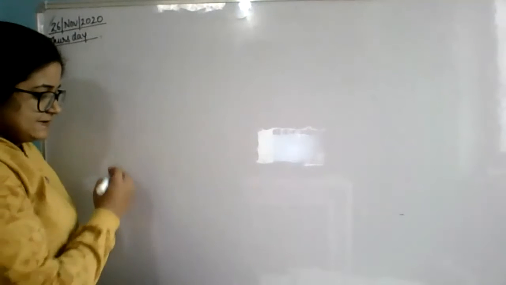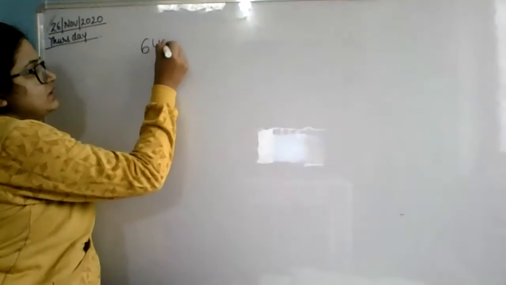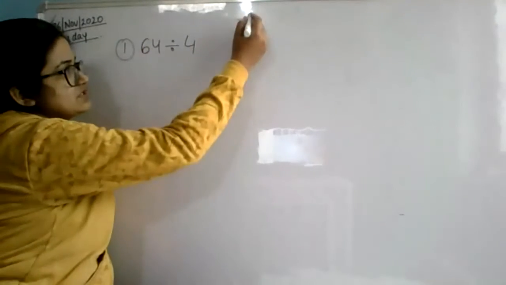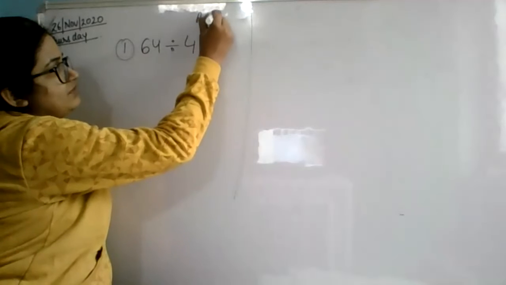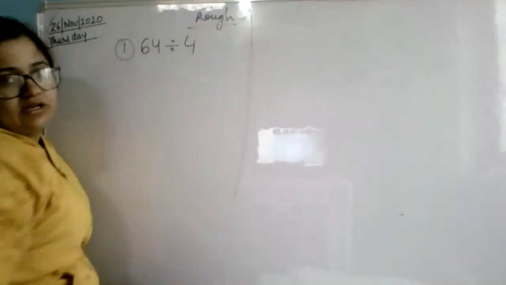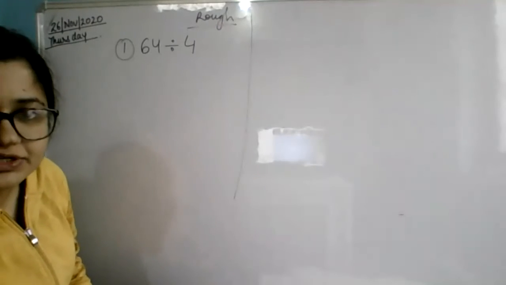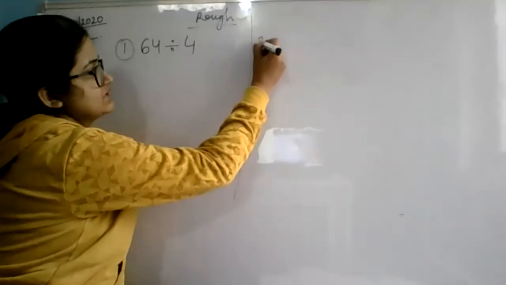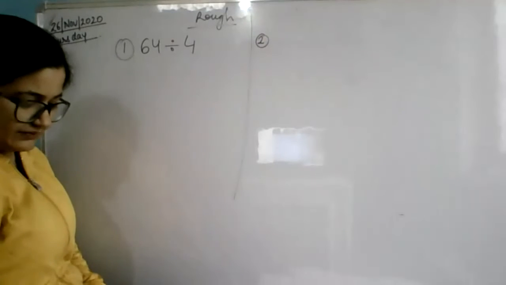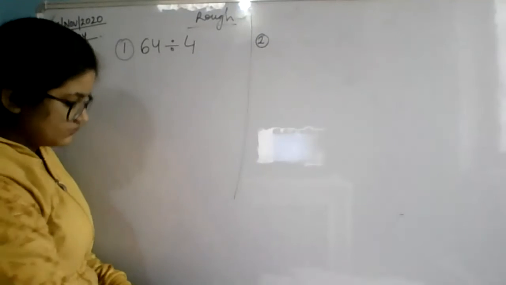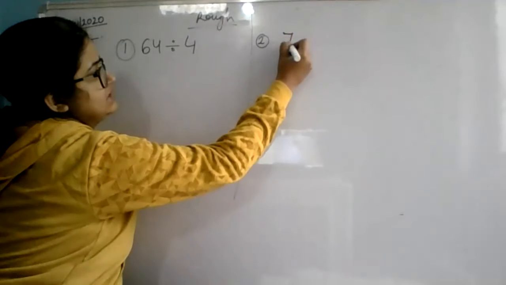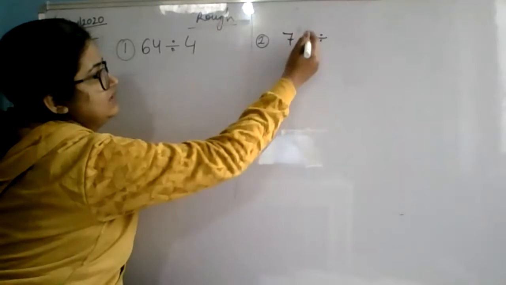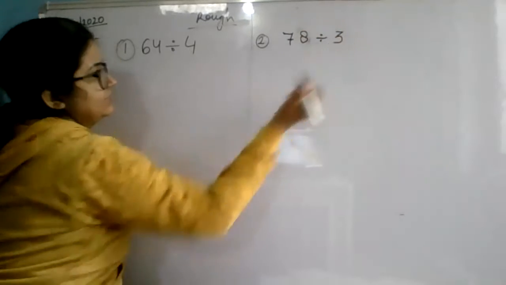Okay, the question is 64 divided by 4. This is the first question. I'm giving you 4 questions in rough. You have to solve these questions in rough and send the work to me. I'm going to check how many of you are able to do it correctly. Different types of questions are there. 77 divided by, sorry, 78 divided by 3.